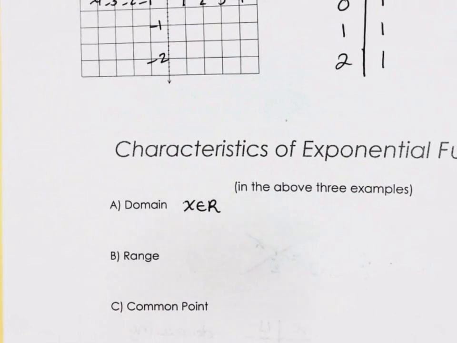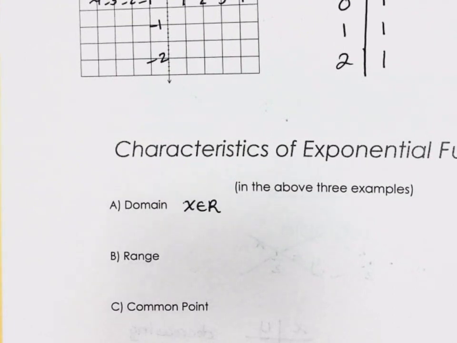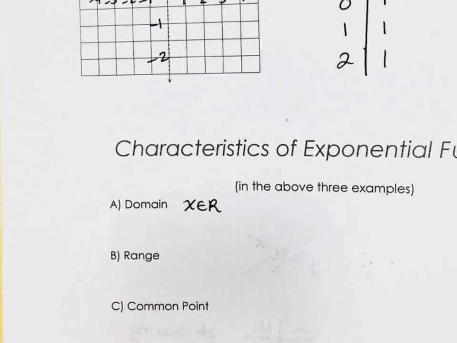Let's talk about the range. Maybe let's look at the first two that we did. What's the range on that one? Yeah, y is greater than 0. Can it get to 0? No, it's never going to get to 0 because we said we had asymptotic behavior there. You're going to get really, really close to 0, but you're never actually ever going to reach it.